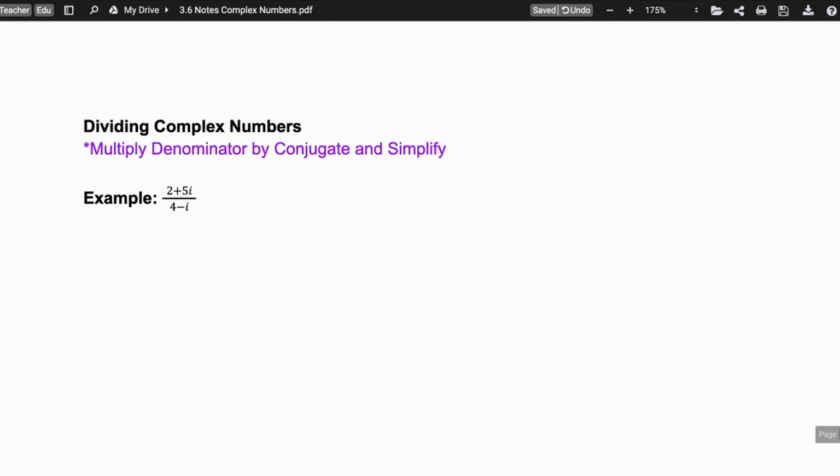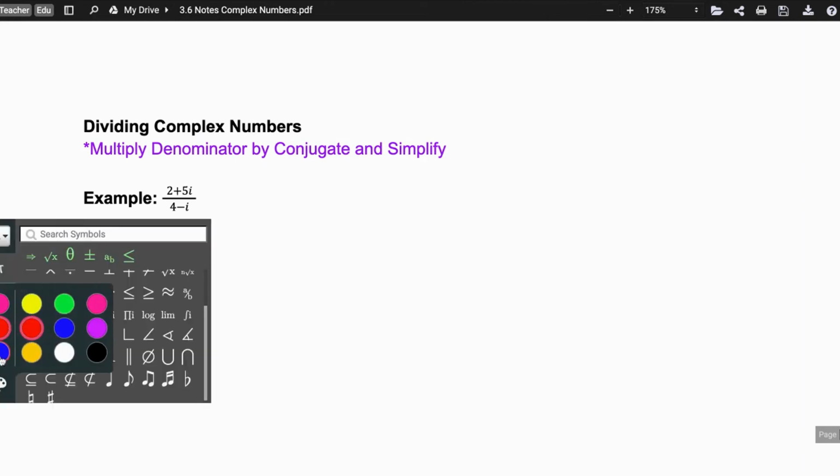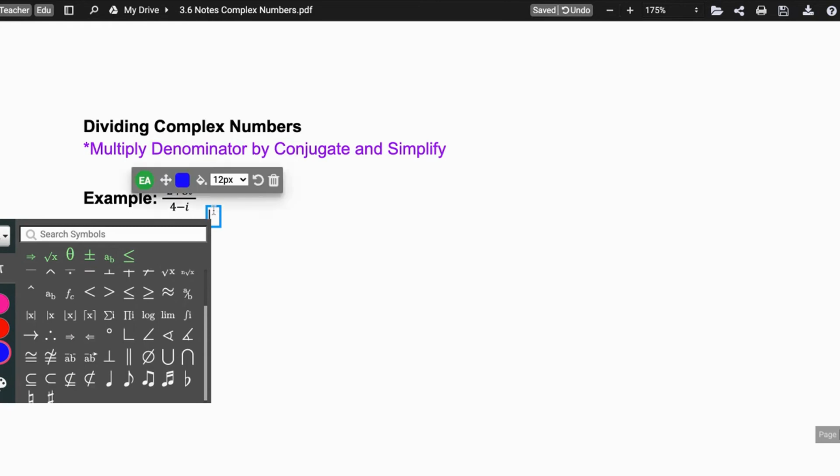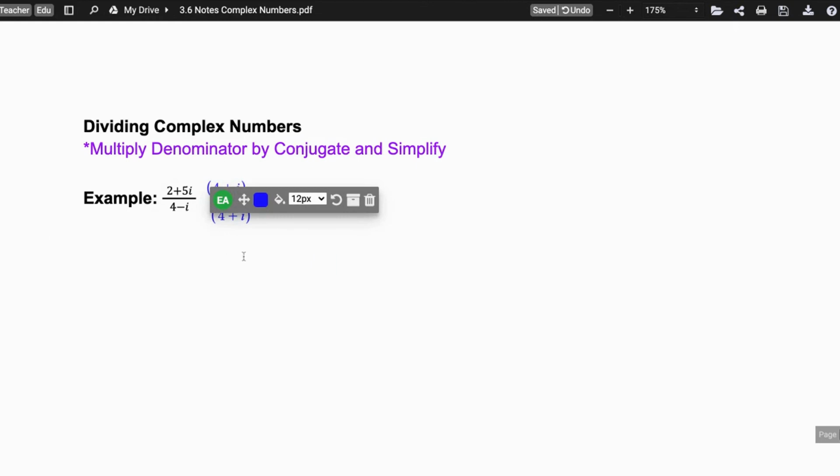Okay, last thing we're going to do today is learn how to divide complex numbers. And so how you do that is you multiply the denominator by the conjugate and simplify. So if my denominator in this case is 4 minus i, then the conjugate of 4 minus i is 4 plus i. So I'm going to multiply the top and the bottom of the fraction by 4 plus i. So I have 4 plus i on the top. And then I'm going to have 4 plus i in the denominator. Then I'm just multiplying it by the conjugate. And actually, we're going to put some parentheses around it so that way your instincts of FOILing will kick in.